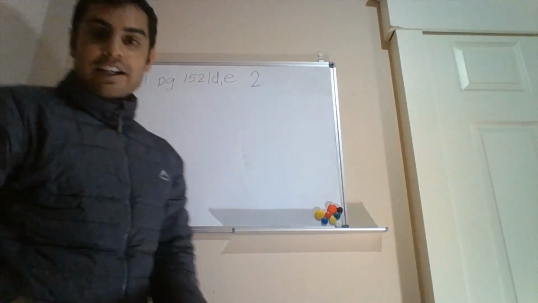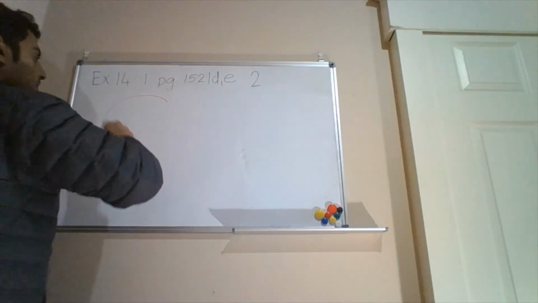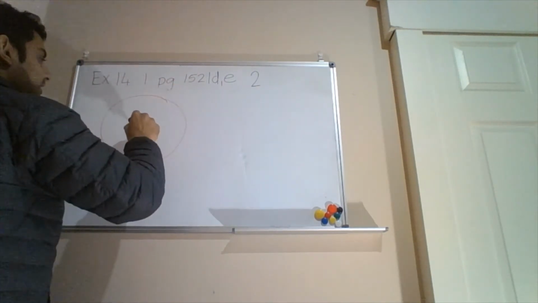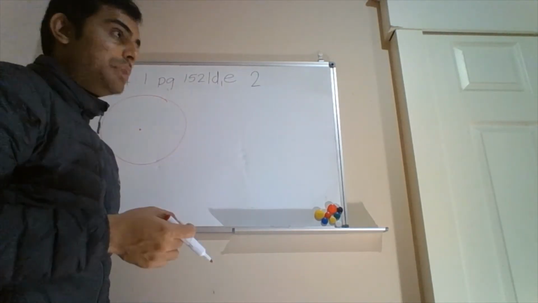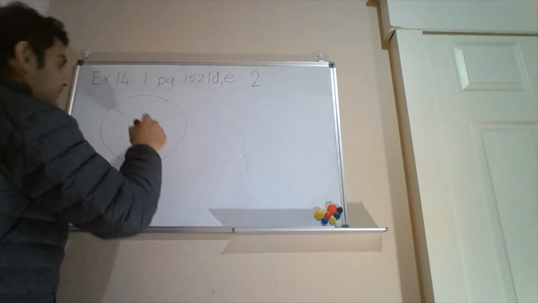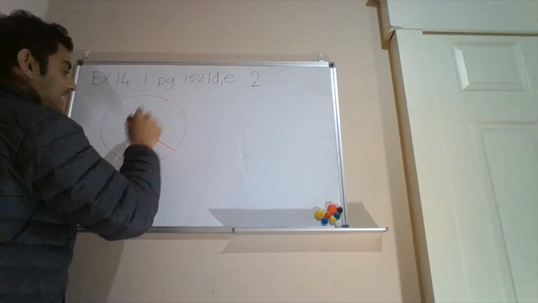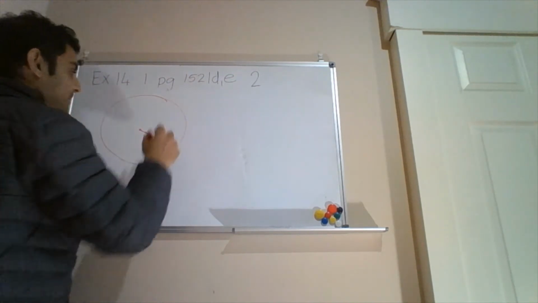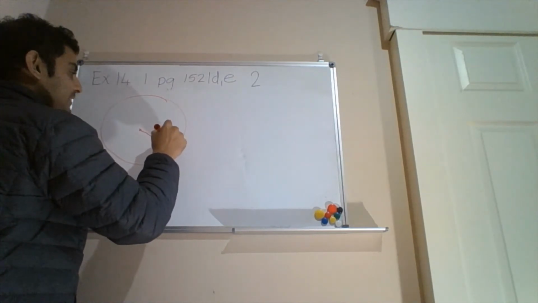Next, I want to look at a circle. Now remember, the only quantity we're interested in when dealing with circles is the radius. The radius is the line that goes from the center to the edge. I'm going to let the value of our radius here be 5 centimeters.